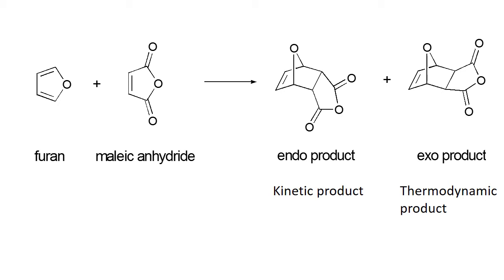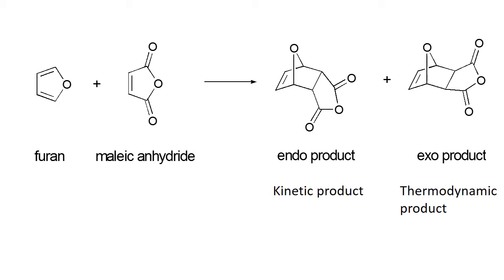of that product. If the bridge and the dienophile are pointing in opposite directions, that's known as the endo product. If the bridge and the dienophile end up on the same side of the ring, that's known as the exo product. Which product you get depends on the reaction and the conditions that are used.